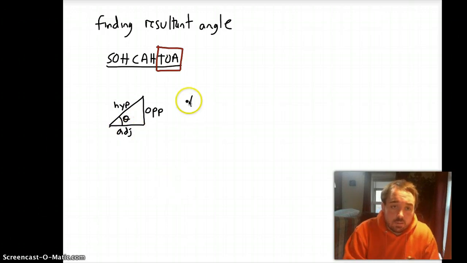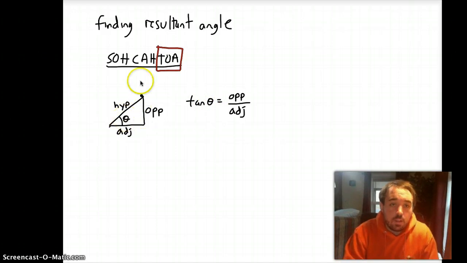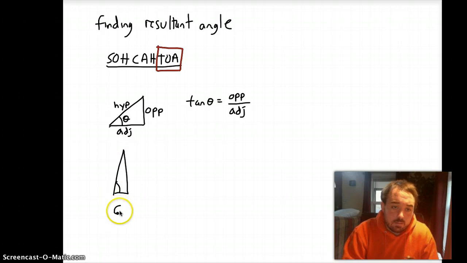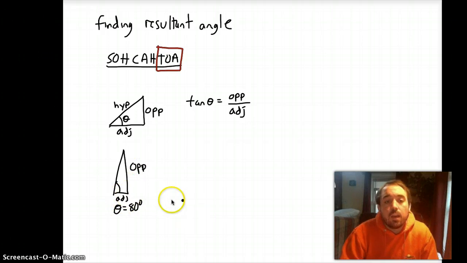So tangent of theta is the ratio of how long the opposite side is to how long the adjacent side is, depending on what angle this is. Obviously, the larger this angle, the longer the opposite side is going to be. If you have a really high angle, that might be an angle of 80 degrees, your opposite side is going to be really long, and your adjacent side is going to be really short. So just a different way to look at it.